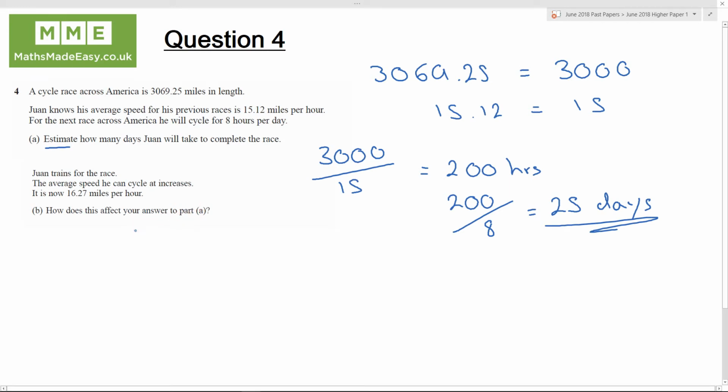Now, there are two possible answers for this, and either one is acceptable. So the first one is that the number of days will go down because his speed has increased. However, you could also argue that because 16.27 would round down to 15 for the estimation, then your estimation would be the same. Both answers are acceptable as long as you justify them as I have just done.